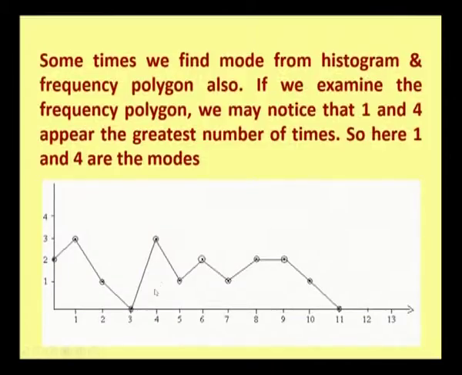Now, let us discuss, in case a graph is given, then also we can find the mode. You look at the graph, this is a frequency polygon, and we may notice that the values 1 and 4 are occurring the maximum number of times, and all other values are in between. And therefore, by looking at the graph, we can say that the values 1 and 4 are the modes of the data set, and this is another way to find the mode.